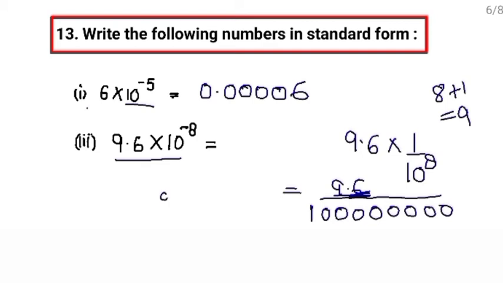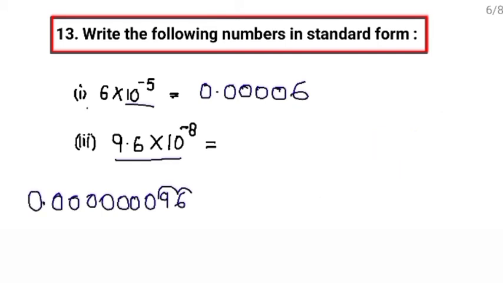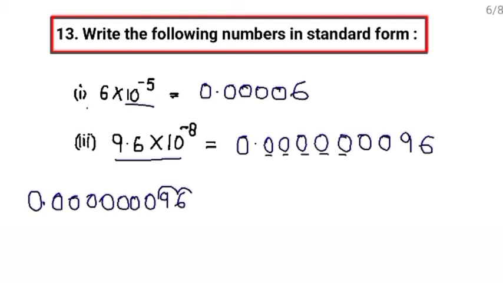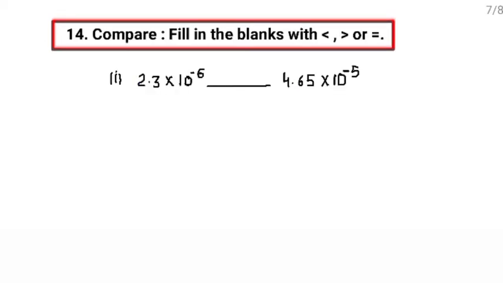Clear? So write here 1, 2, 3, 4, 5, 6, 7, 8, 9. We will put the decimal here. And a number cannot start with a decimal, so we will put 0 here. So our answer is 0.00000096. Let's count how many decimal places we have. 1, 2, 3, 4, 5, 6, 7, 8, 9. This is your answer.